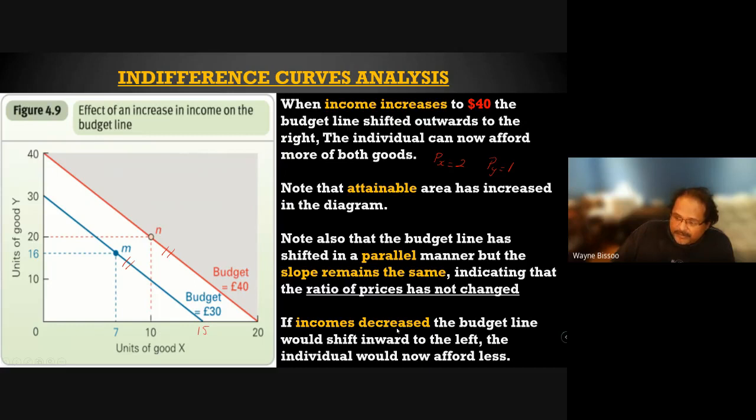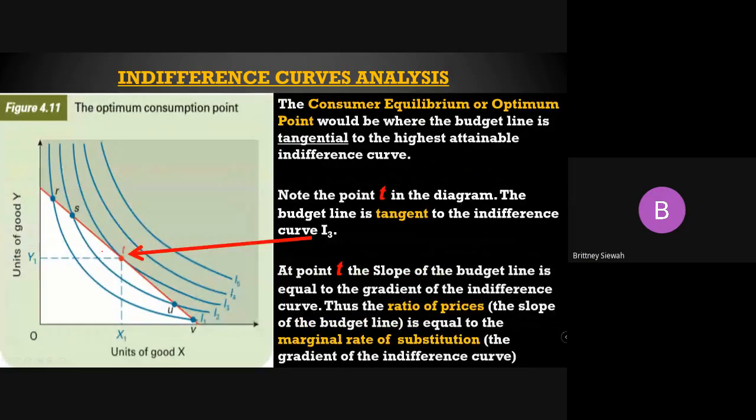If income decreases, the budget line would shift inwards to the left. The individual could now afford less. So when incomes rise, and this makes sense across the board, we could afford to buy more of everything. But when incomes fall, we have to buy less of everything. The movement outwards of our budget line is represented by an increase in income. But if we go backwards, then that represents where our income has fallen. So far, so good. Everybody's understanding that? Yes, sir. Okay.